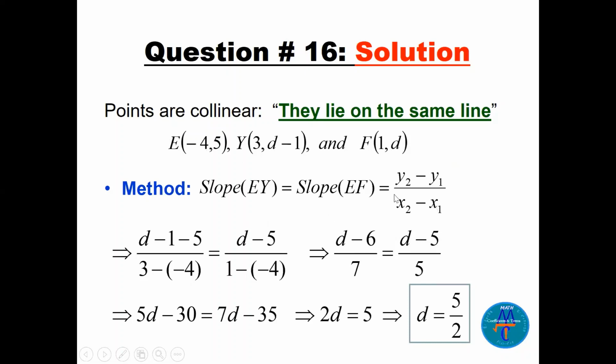That's the formula for the slope. Y2 minus Y1 is divided by X2 minus X1. Find the slope of EY, you see here. Just be careful about the numbers. D minus 1 here, minus the 5 over 3 minus minus 4. Same thing here for E. E is there and the F. D minus 5. 1 minus minus 4. Just go for simple algebra arithmetic here. Cross multiply, D will be 5 over 2. You can check it, please.